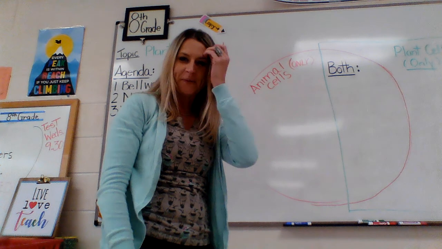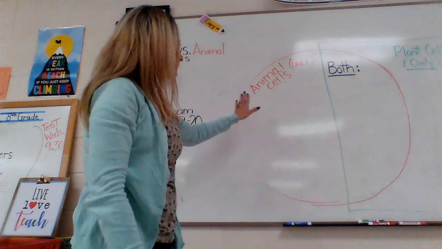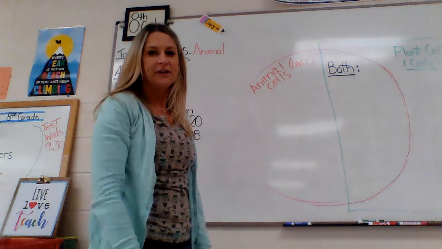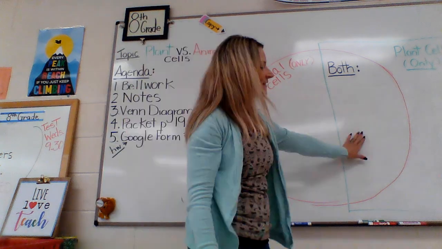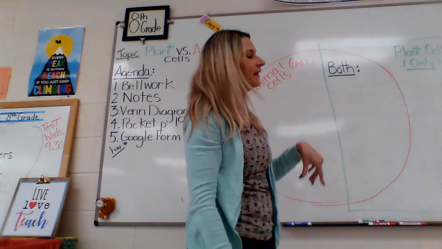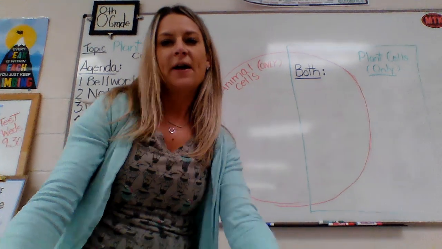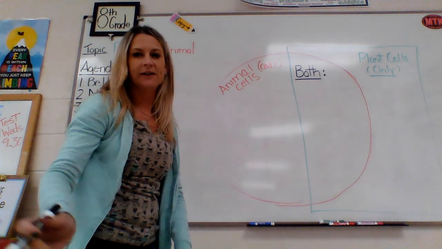Okay, here's part two. What we're going to create is what we call a Venn diagram. Usually you get two circles for a Venn diagram, but I purposely made our plant cell a square, or a rectangle, in order to kind of help us remember its shape. Hopefully the glare is not too bad.